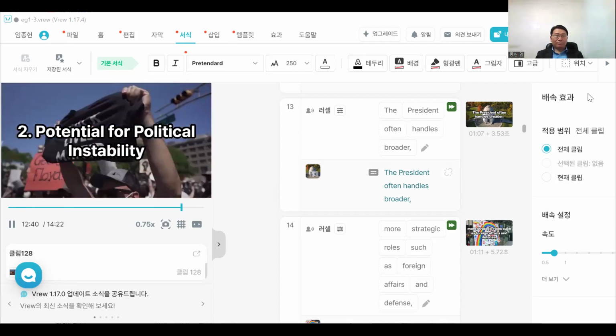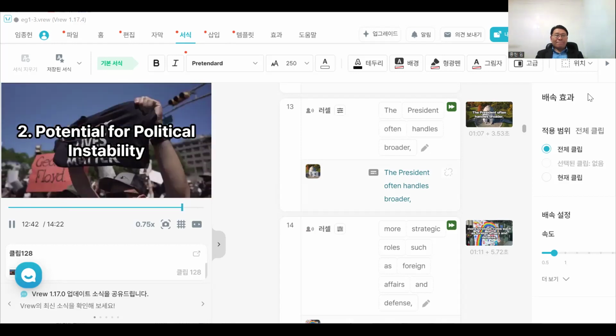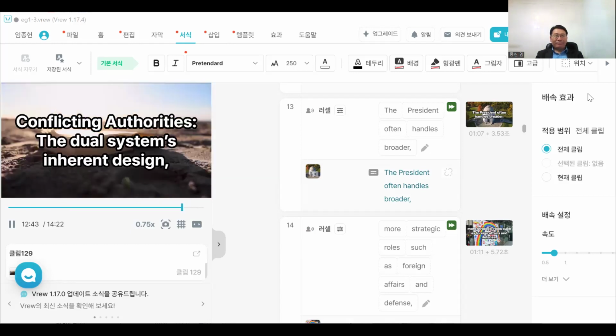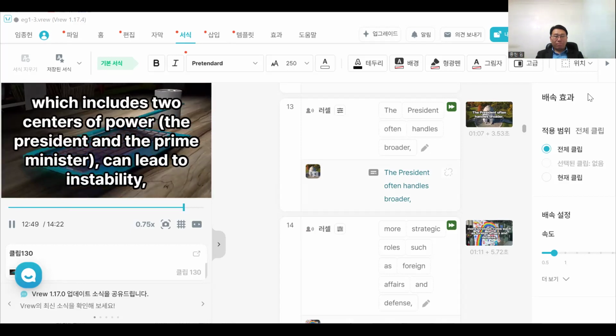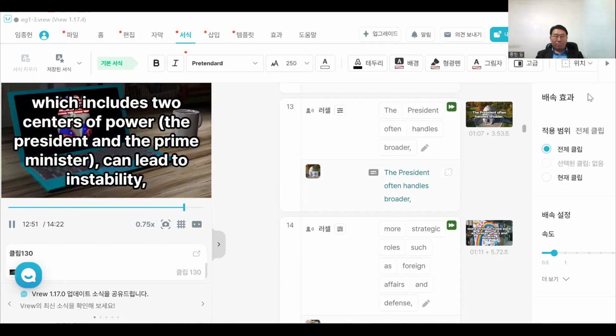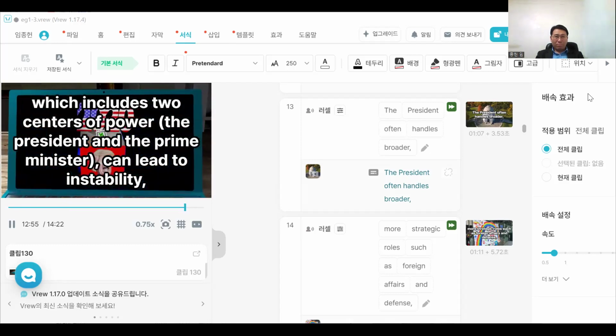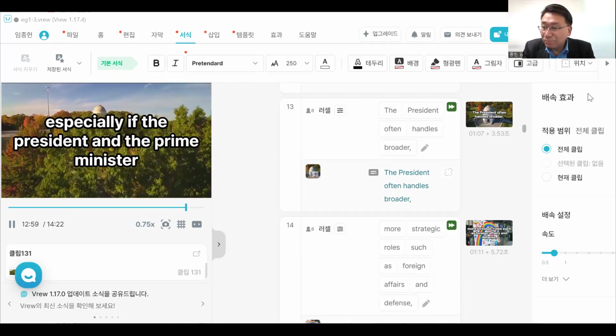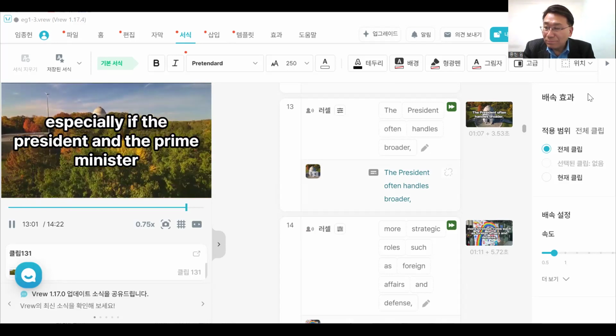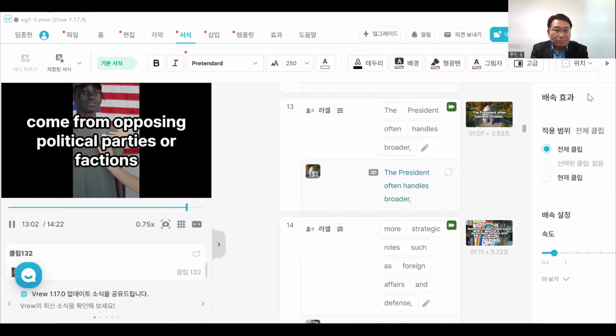2. Potential for political instability. Conflicting authorities. The dual system's inherent design, which includes two centers of power, the president and the prime minister, can lead to instability, especially if the president and the prime minister come from opposing political parties or factions.